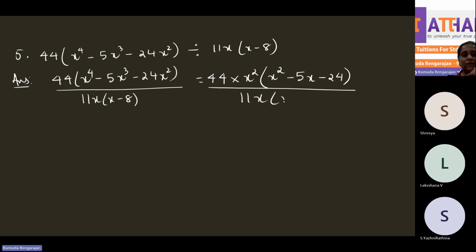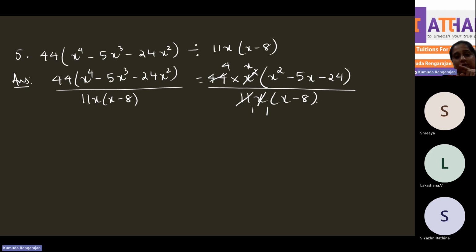Divided by 11x into x minus 8. Now you can simplify: 11 ones are 11, 11 fours are 44. The x here and x squared, which is x into x, so of the two x's, one x is cancelled with the other x. Now you can see that in the bracket, we have three terms and it's a quadratic expression. Now this should be further factorized by splitting the middle term.